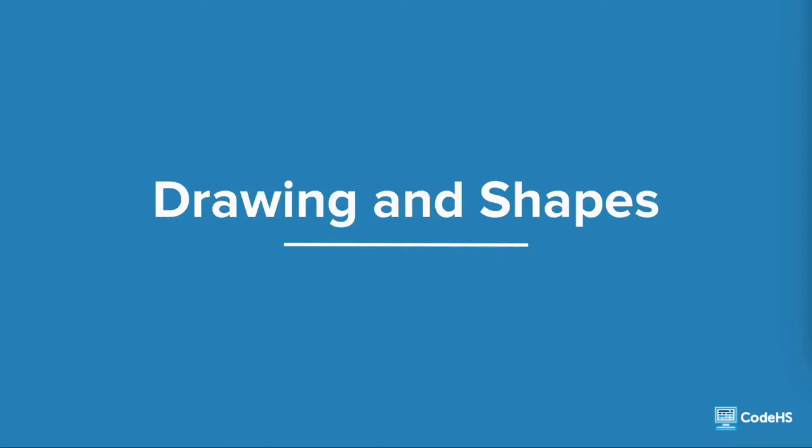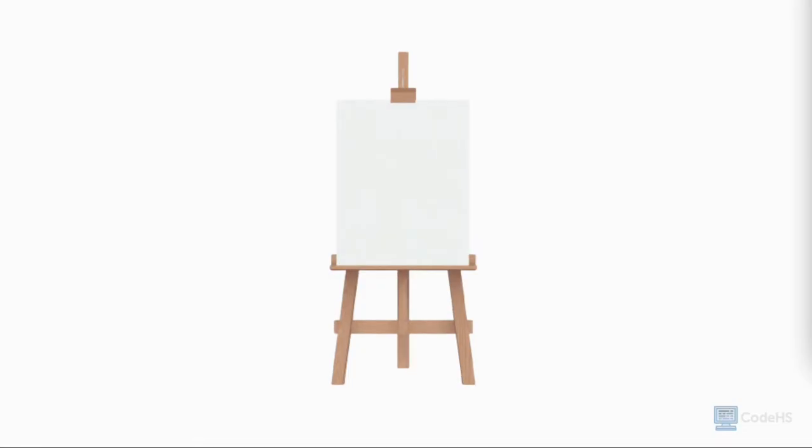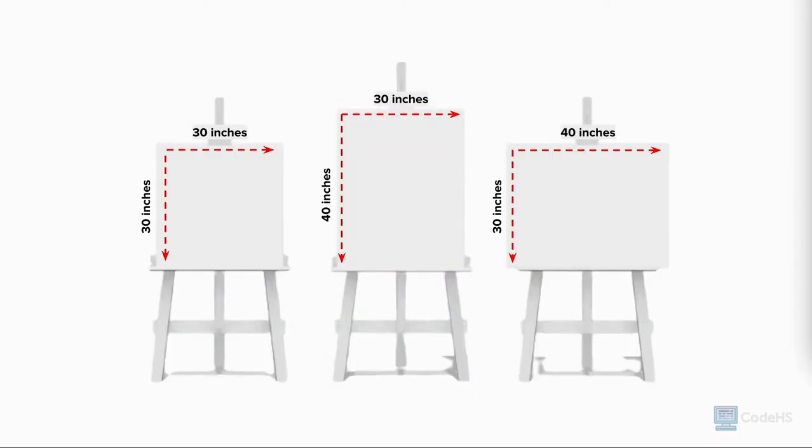In this video, you will learn how to draw and add shapes to your P5JS sketches. Before beginning your piece of art, you need to select a canvas, which is a blank surface used to create your work on. Canvases are available in a variety of different sizes. When it comes to choosing an art canvas, the most important aspect you should pay attention to is the ratio between the width and the height of the canvas.